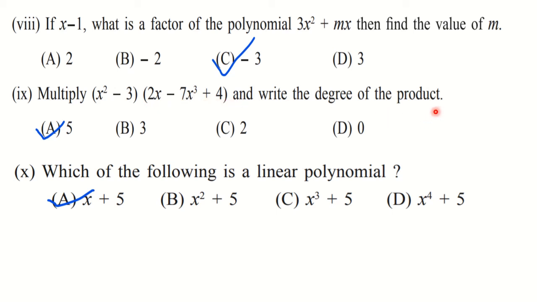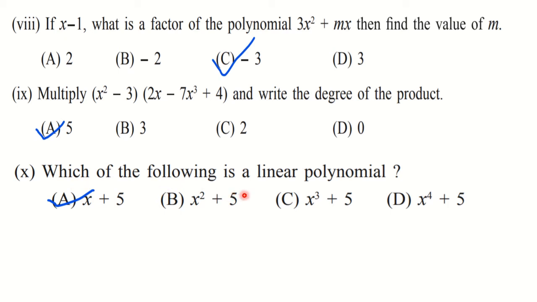Now see, for writing the degree of the product, we don't have to multiply actually. Here, what you have to do is see the degree of the first polynomial and the degree of the second polynomial and simply add them. That is your degree of the product. So 2 plus 3 is 5. Correct? There is no need of actual multiplication. Understood?